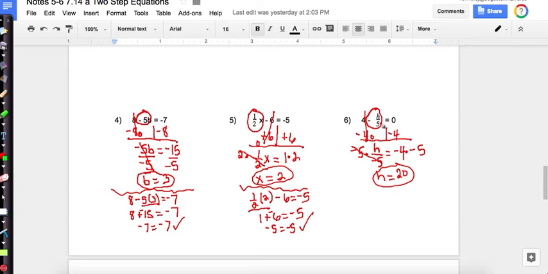Now, we're not going to show this check, but what's 20 divided by 5? 4. And what's 4 minus 4? 0. Good. It does, in fact, check.